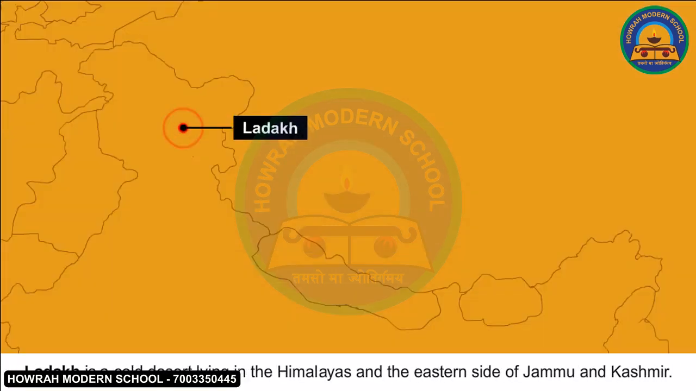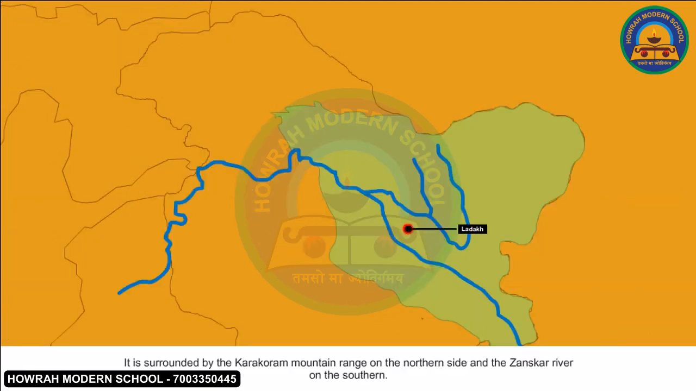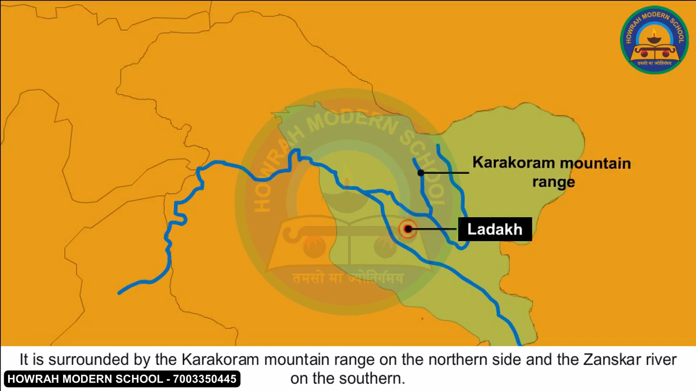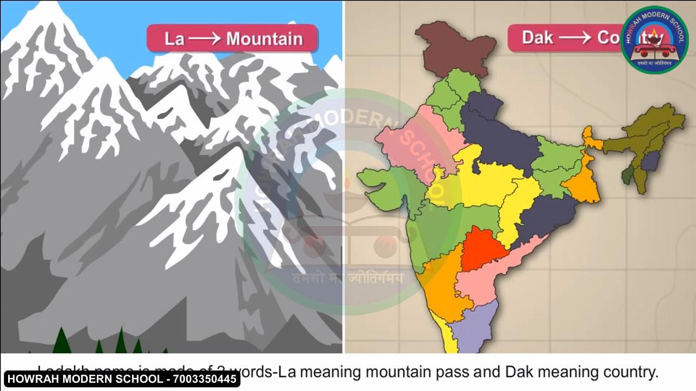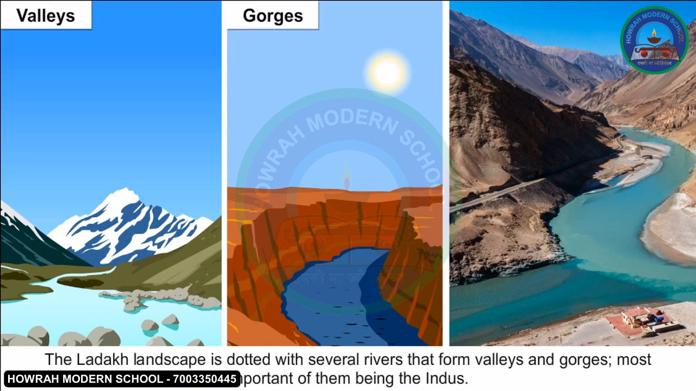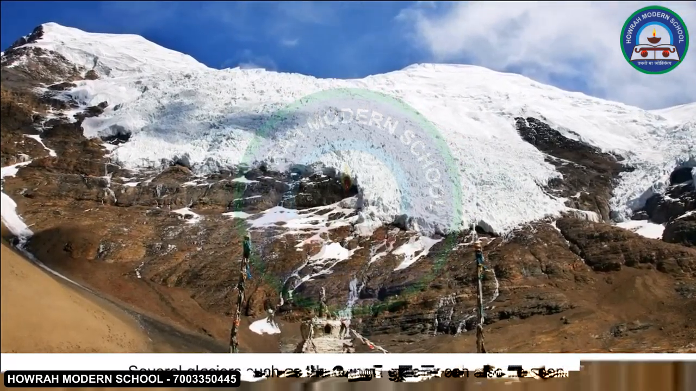Ladakh is a cold desert lying in the Himalayas and the eastern side of Jammu and Kashmir. It is surrounded by the Karakoram mountain range on the northern side and Zanskar River on the southern. Ladakh's name is made up of two words, La meaning mountain pass and Dak meaning country. The Ladakh landscape is dotted with several rivers that form valleys and gorges, most important of them being the Indus. Several glaciers such as the Gangri Glacier can also be seen.